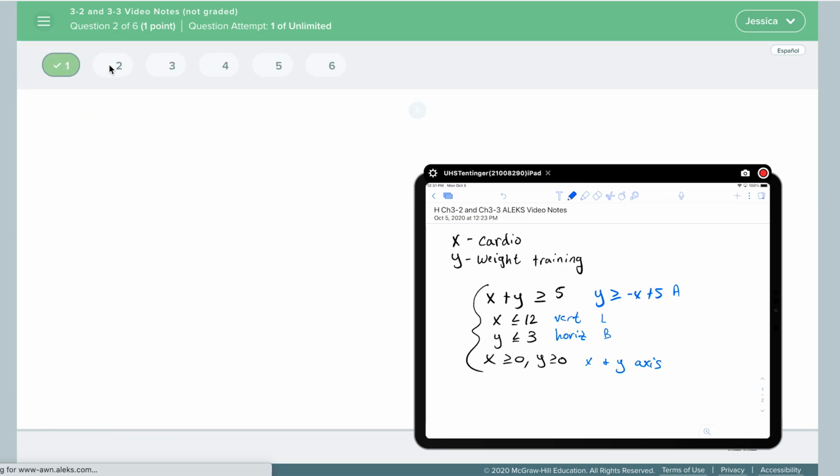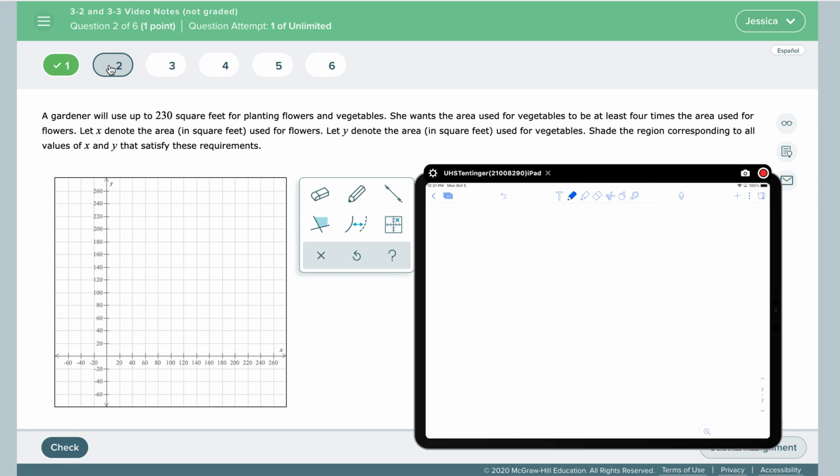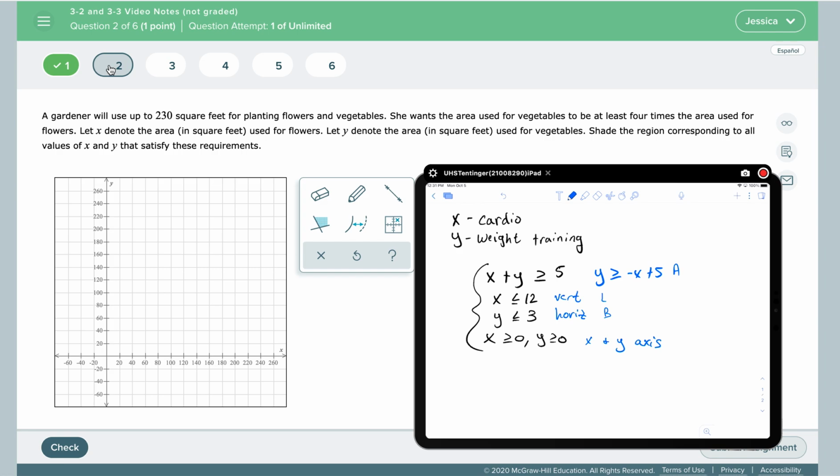All right, let's do another one. All right, so go ahead, pause the video, and then read through the question and see if you can set up the inequalities.